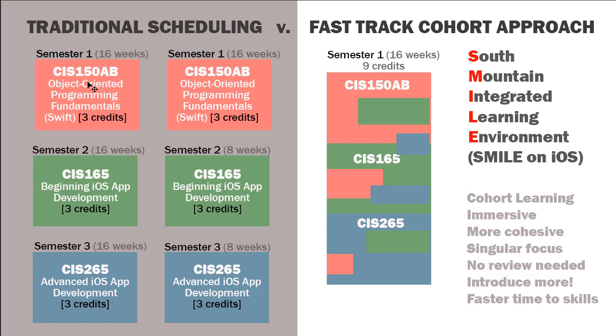So let's say you take the CS 150AB in the fall, beginning iOS in the spring, and then there's a summer break here, and you come back in the fall and you take CS 265, and in that 4-month break, most students tend to forget some of this information in CS 165. And so as an instructor, I would spend a couple weeks just reviewing that previous content. This model removes that.